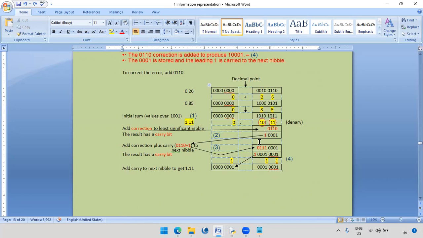We are not adding yet. We are adding that one, the next step, plus the correction. So 0, 1, 1, 0 plus 1 is this. When you add up, again you get a carry. Where do you keep it? You take it to this one, the next byte. In that case, 1 plus 1.11. So that is corrected. That is a correction.